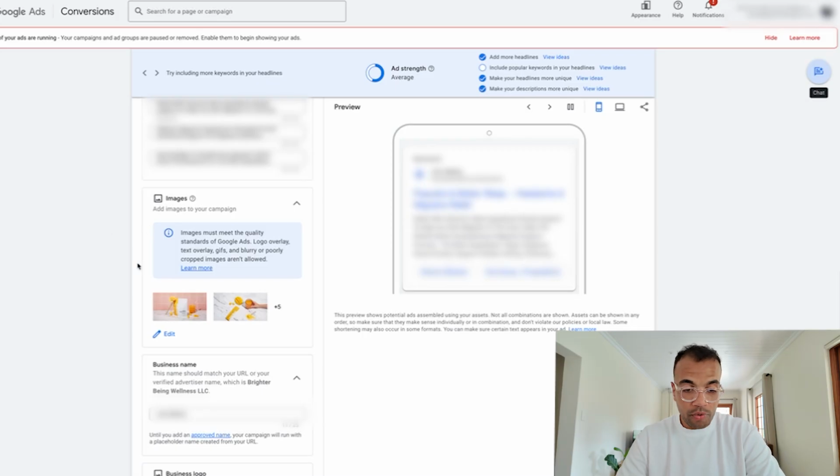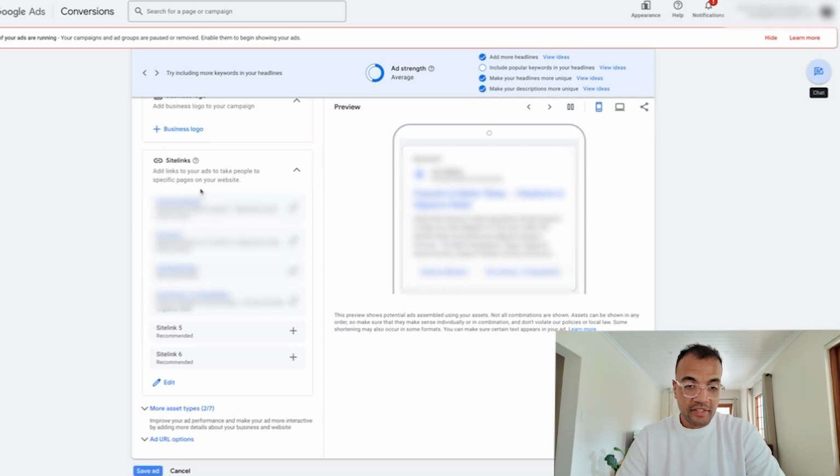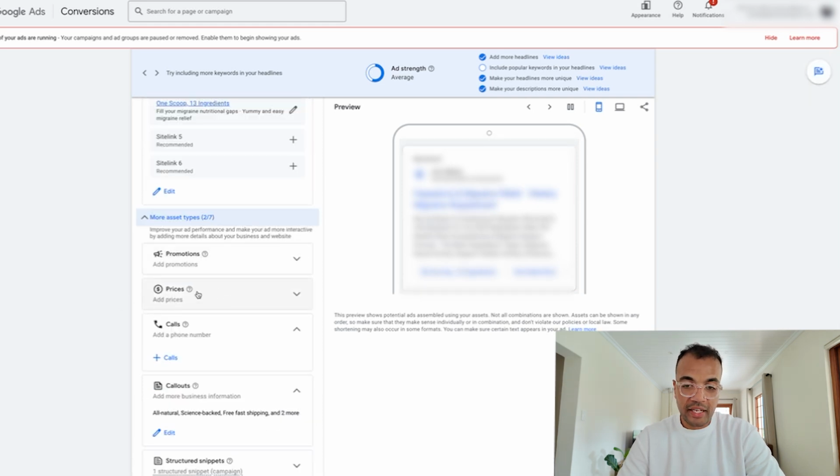But here in the images, there's old images here. There's no business logo. The site links are bad. There's no price extension here. There's no promotions going. There's so much more opportunity for them to leverage out these.